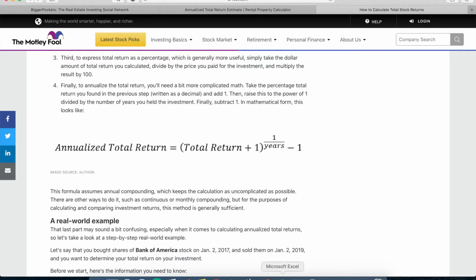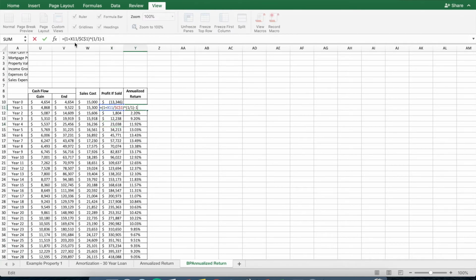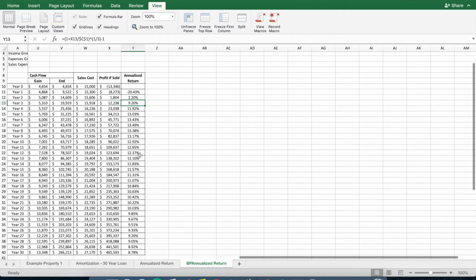And so if we go and look at our Excel document, the annualized return for year 1, you can see 1 plus the total return, which is in this case the profit if sold divided by the money put into the deal, to the 1 over the number of years, which in this case is 1, minus 1. Now, for the second year, the equation is exactly the same, but it's 1 over the number of years, so in this case divided by 2. Again, divided by 3, and if you continue down, that is how they calculate the annualized return on the BiggerPockets calculator.